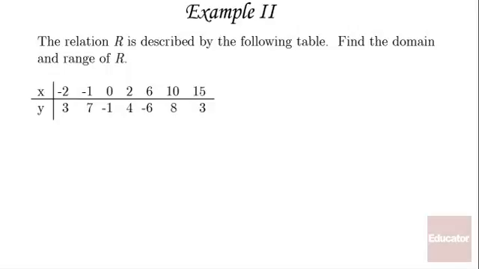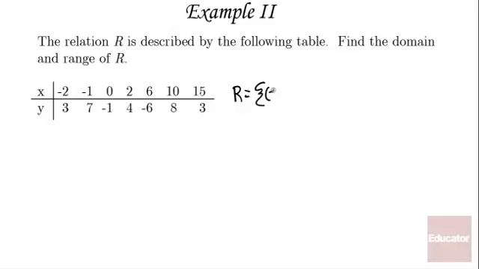The relation R is described by the following table. Find the domain and the range of R. In order to find the domain and the range, I'm going to look at my first set and my second set. And I could actually first write these out as a set of coordinate pairs.